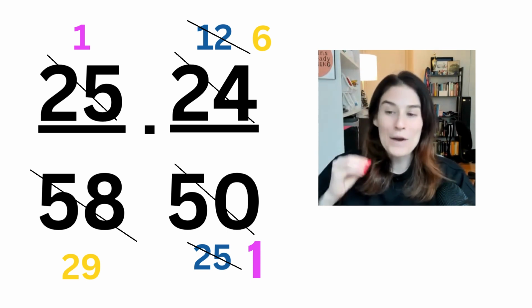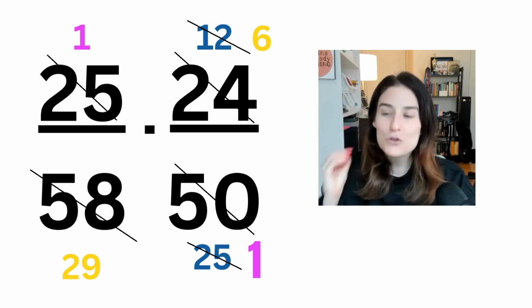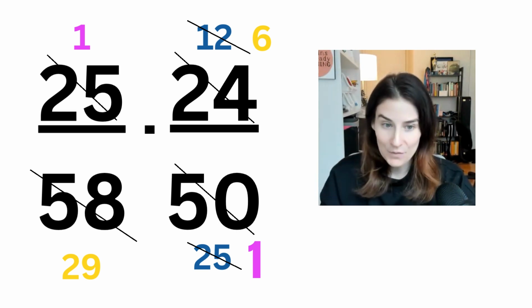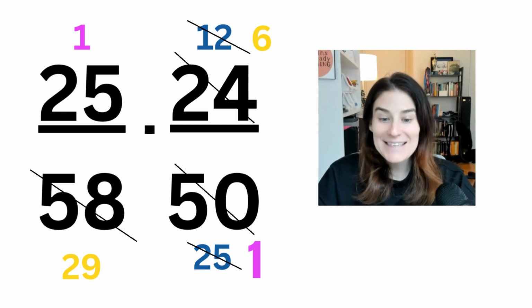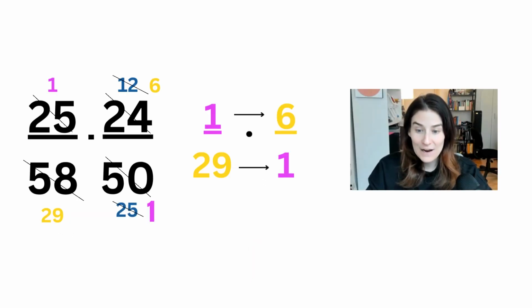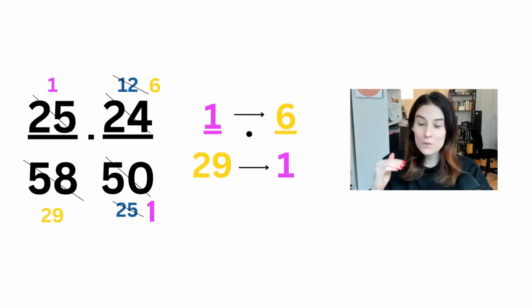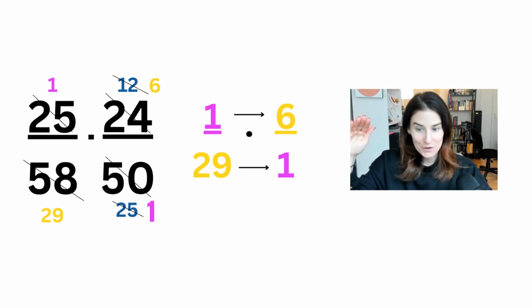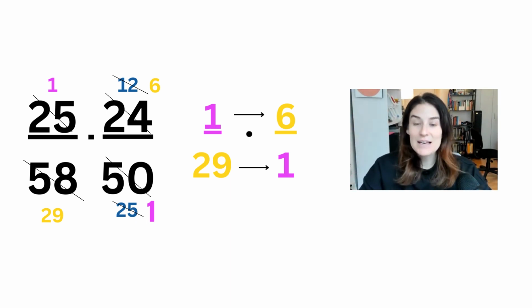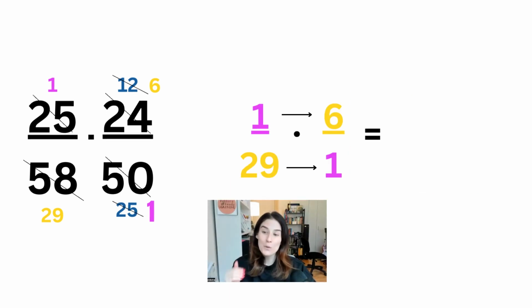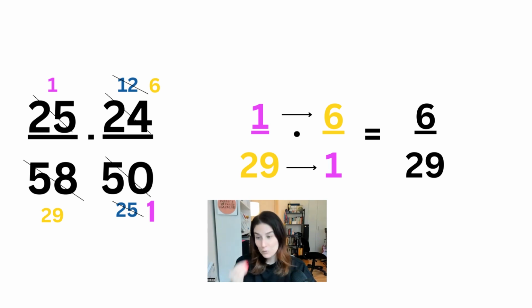So now we've just made our problem so much more simple. And as you can see, we are left with the fractions 1 over 29 times 6 over 1. We multiply straight across with the numerators, straight across with the denominators. 6 over 29 is our final product.